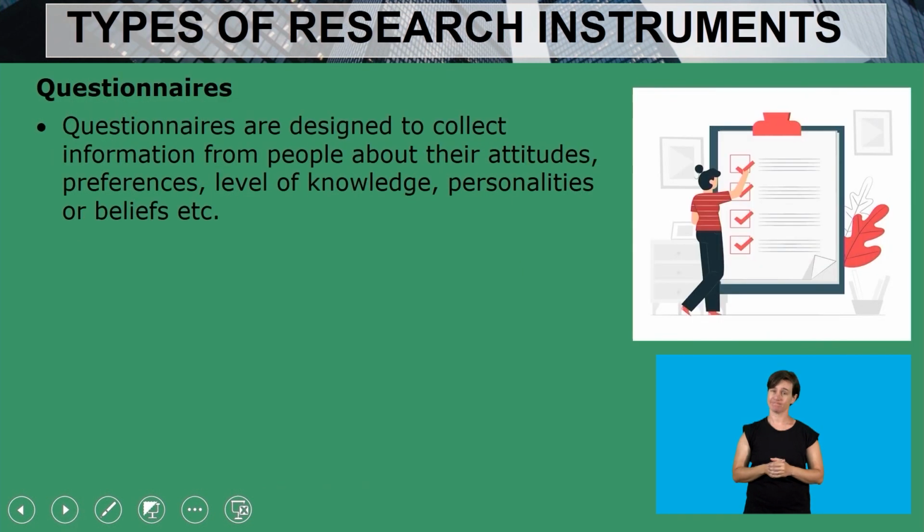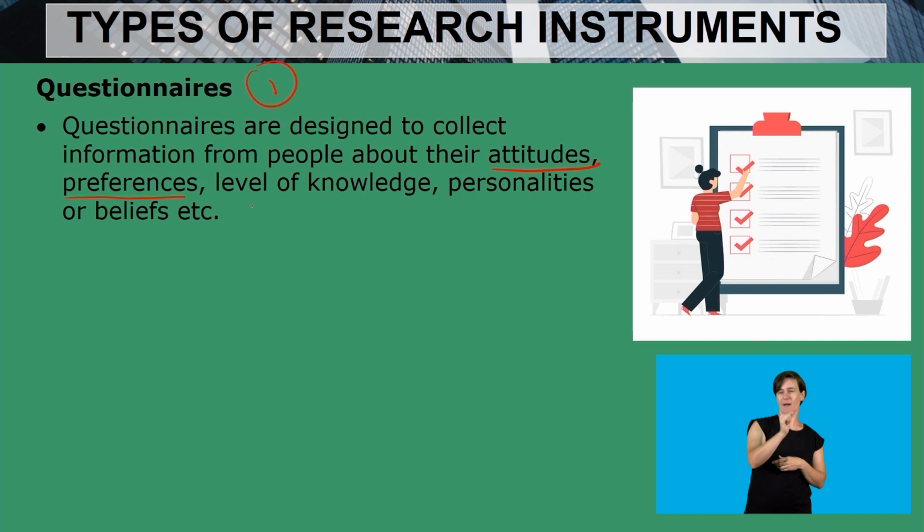We move on. So now we've got the types of research instruments. If we want to get all the information that's going to assist us to identify a business opportunity, you can use the first research instrument, being questionnaires. Questionnaires are designed to collect information from people about their attitudes, their preferences, their level of knowledge, their personalities or beliefs.